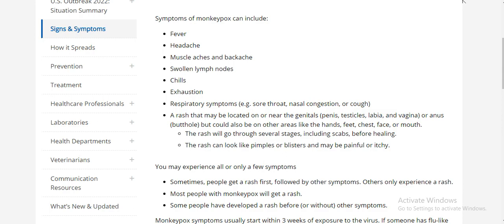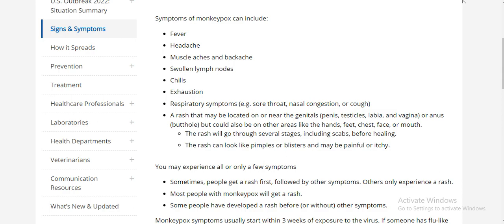Today we are going to learn about monkeypox. As you know, nowadays like coronavirus, monkeypox is also spreading very fast. So we need to take care of monkeypox, and here we are going to learn about monkeypox symptoms.